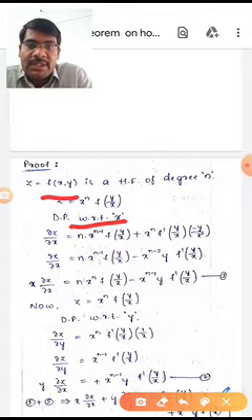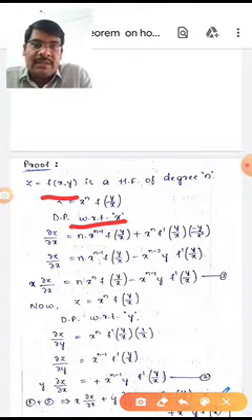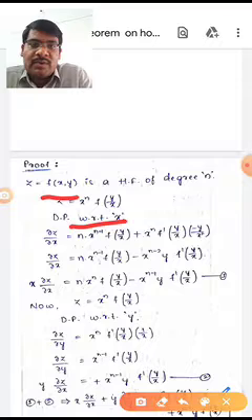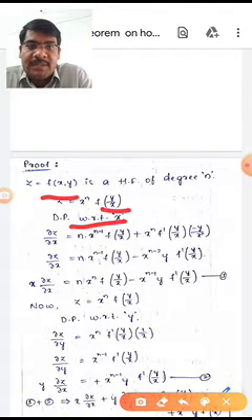Here ∂z/∂x is equal to, first we have to differentiate n into x^(n-1) f(y/x) plus x^n into the derivative of this function, f'(y/x) into (-1/x²), y kept as a constant. Here ∂z/∂x is equal to this form.